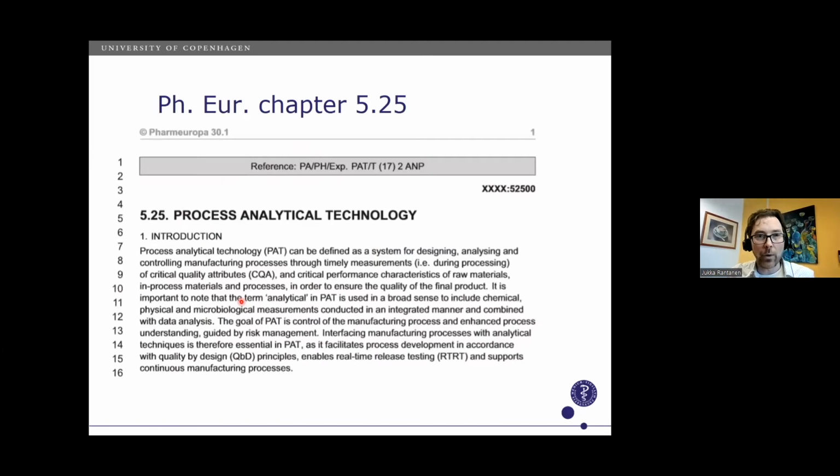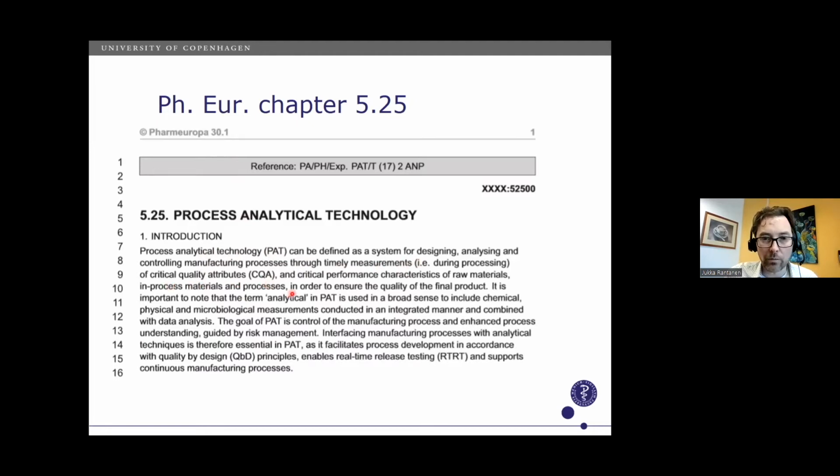This is all well defined in the pharmacopoeia. So you can look into the monograph 5.25 that is called Process Analytical Technology. And here you can see some of the terms that we have been already discussing here. So PAT is something that you do to achieve these timely measurements of critical quality attributes.